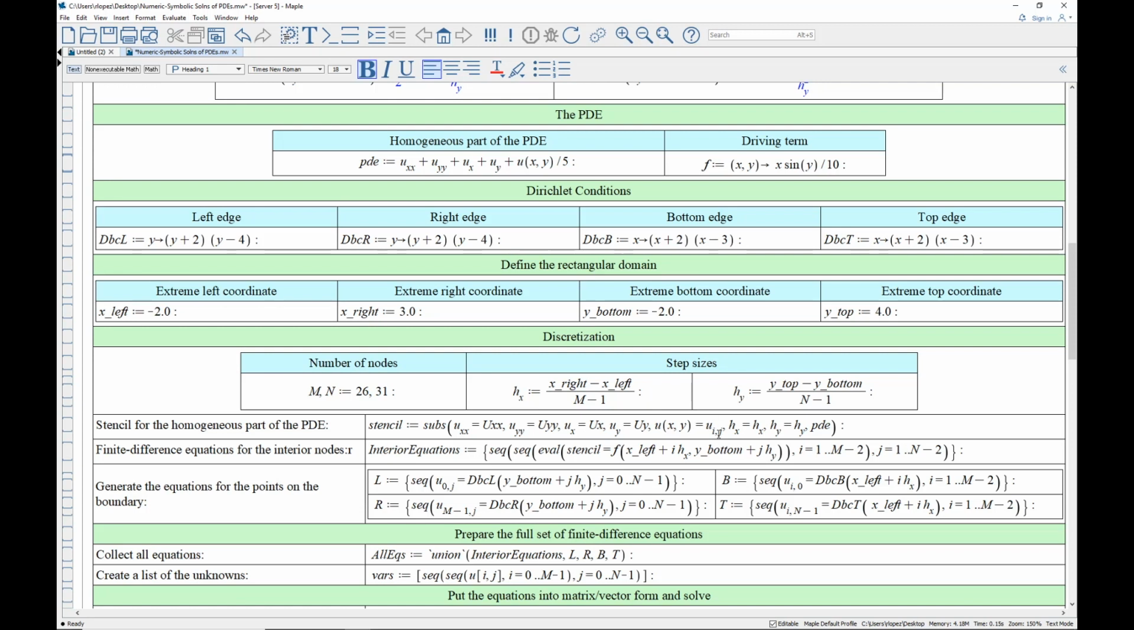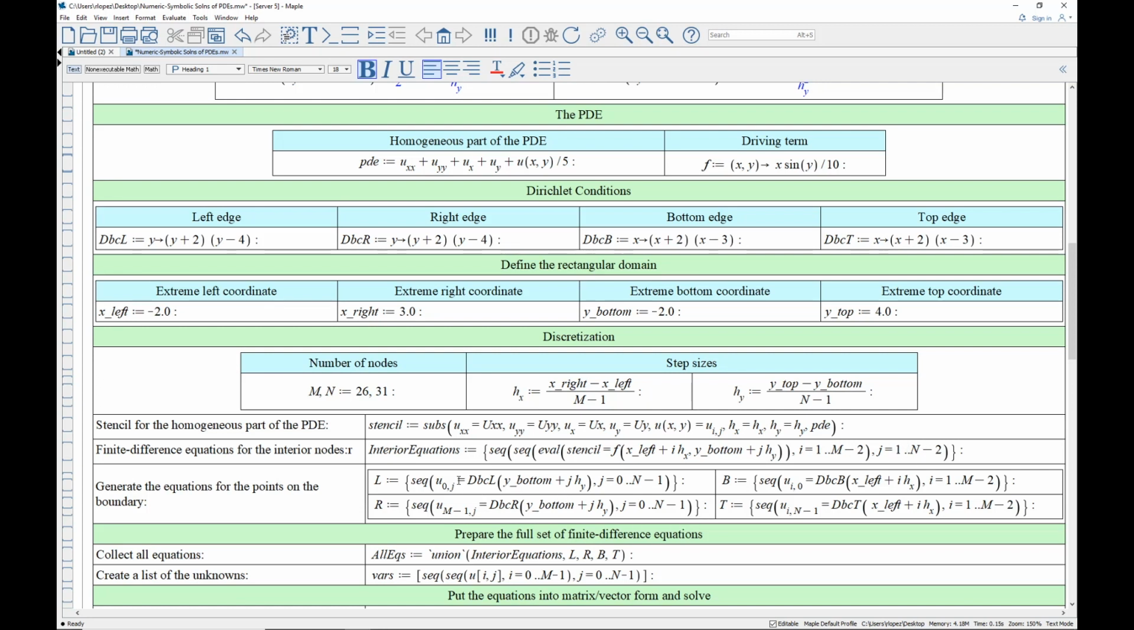Function itself is u_ij, step sizes. So you put all of that and you create the stencil. The interior equations, or the equations for the interior points, not any of the edge points, you have the stencil equals the function value f. Okay, so this is the x position, this is the y position where you're evaluating the function. Stencil equals that. You are taking this over the interior points.